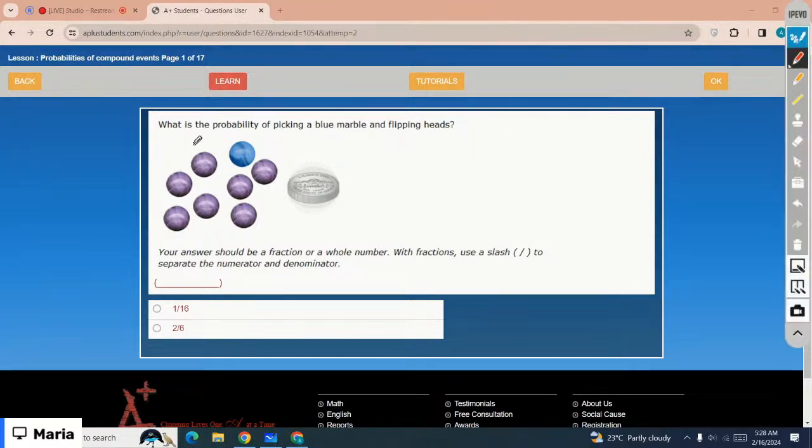For this one, the probability for blue is 1, 2, 3, 4, 5, 6, 7, 8. The probability of blue is simply 1 over 8, right? Now just look at the coin. The probability of heads is 1 out of 2. So the probability of blue and the probability of heads is 1 over 16. Got it? The correct option is 1 over 16. Option number 1 is the correct option. Got it?